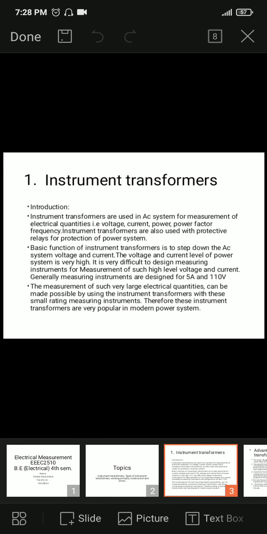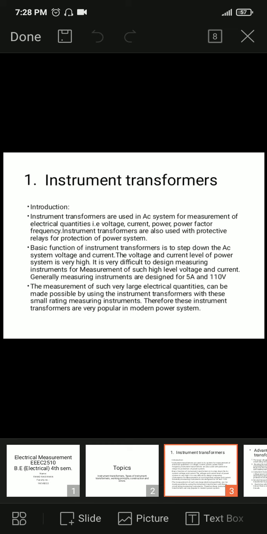So I am starting my presentation with an introduction of instrument transformers. Instrument transformers are used in AC systems for measurement of electrical quantities, that is voltage, current, power factor, frequency. Instrument transformers are also used with protective relays for protection of the power system. The basic function of instrument transformers is to step down the AC system voltage and current.